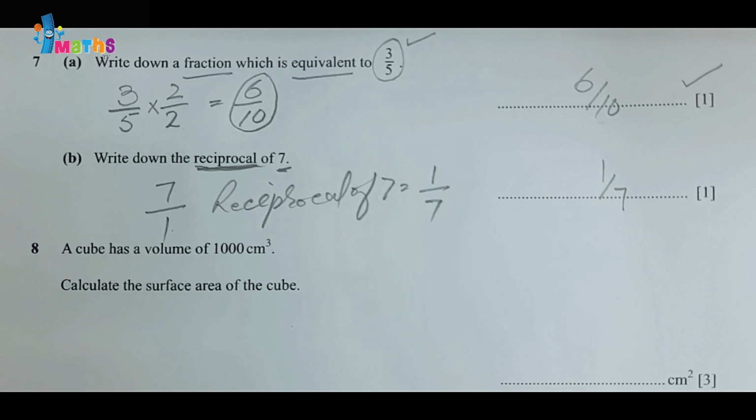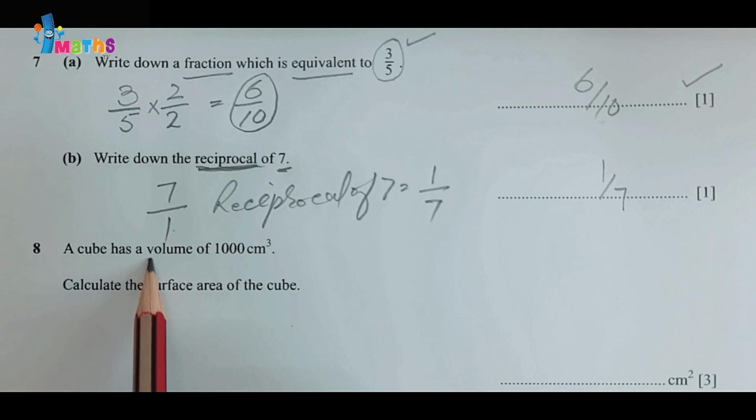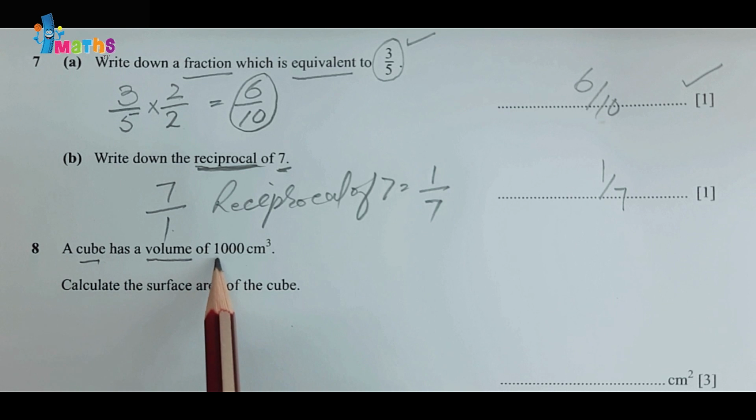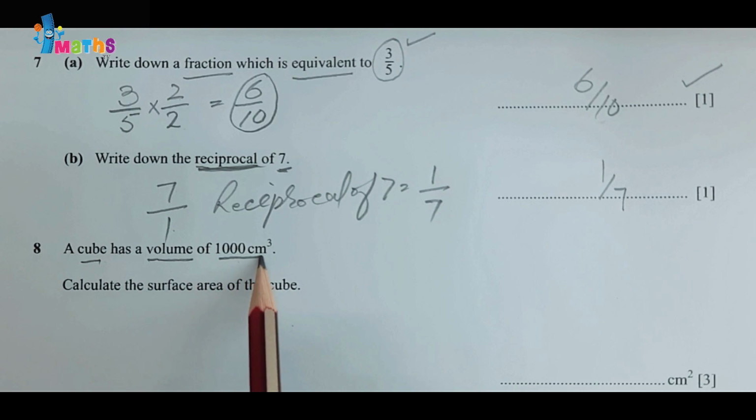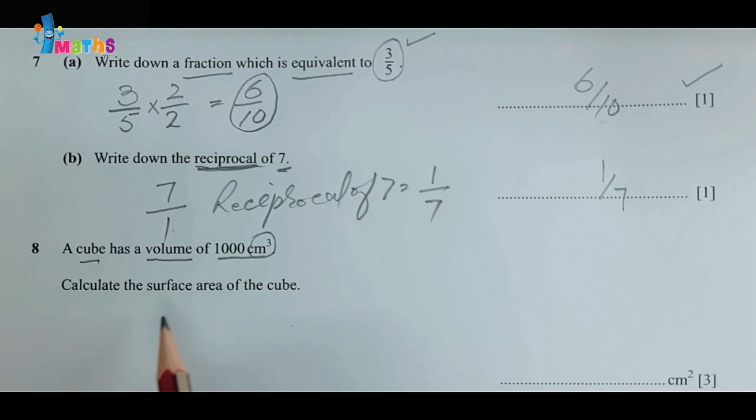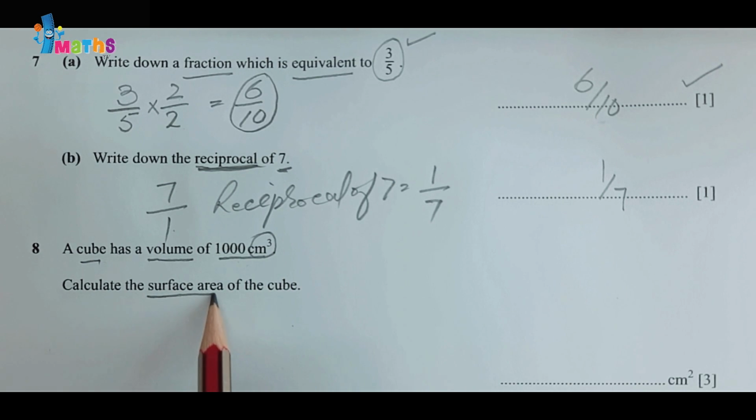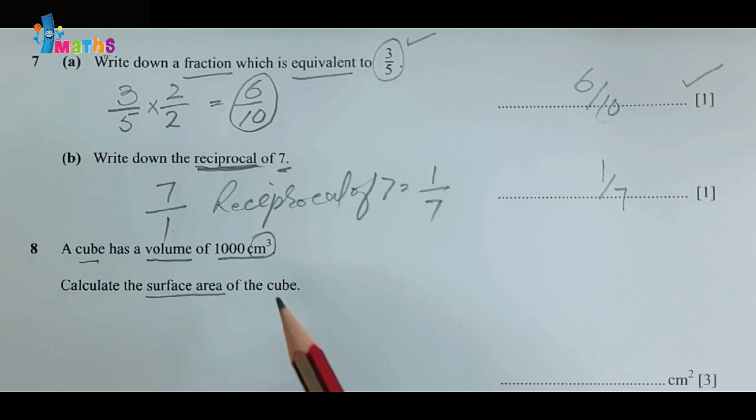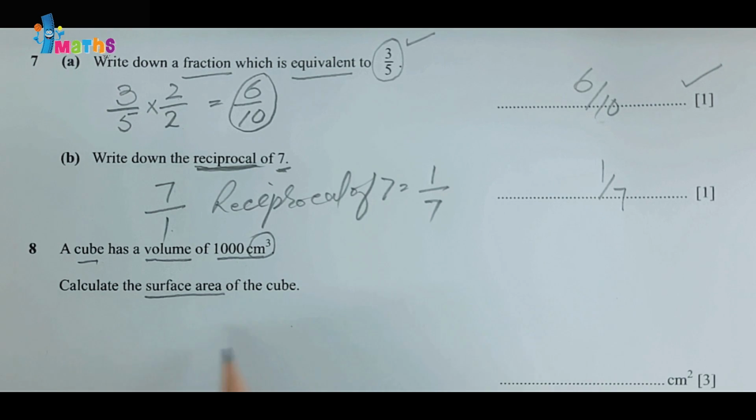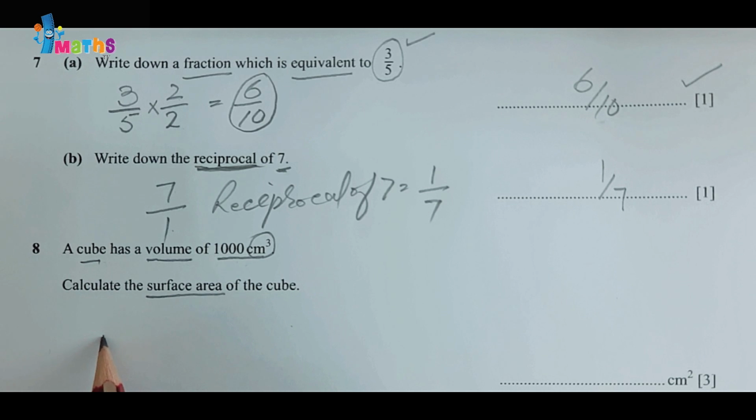Now for the next question, which is question number 8. Question number 8 says a cube has a volume of 1000 centimeter cube. Calculate the surface area of a cube. Okay, first we will understand the shape. You are all familiar with the shape of a cube, which has the same length and width, and height also the same.